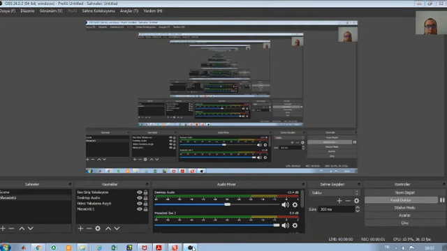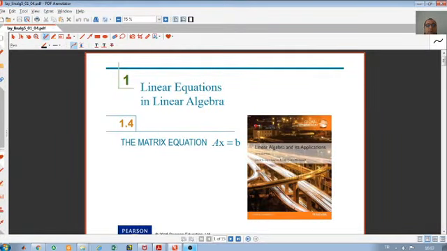Hello everyone, in this video we will cover section 1.4. In this section we will see the matrix equation, which is written mathematically as Ax = b.